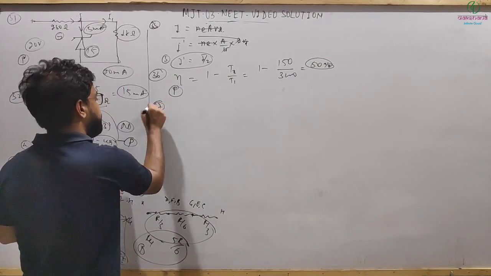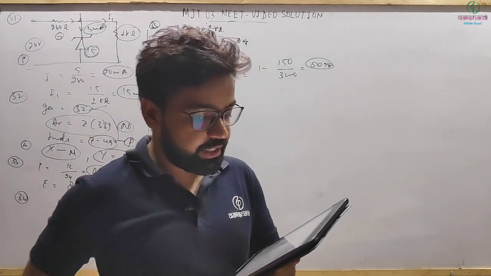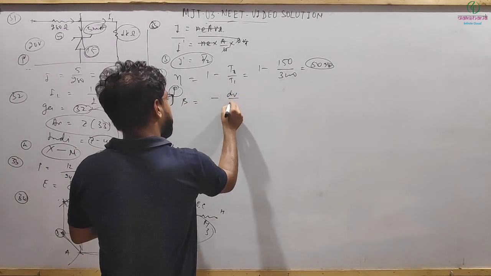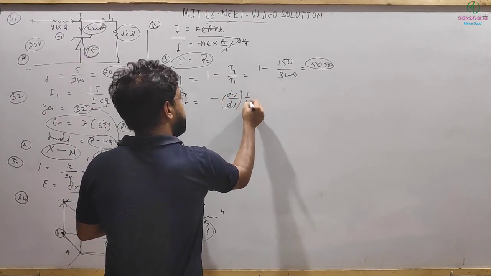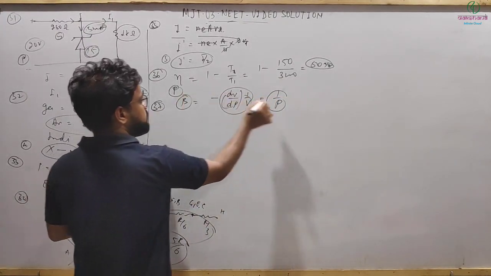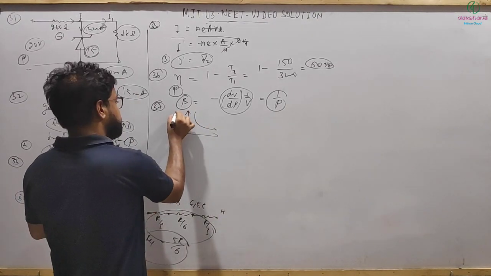Question number 37. Which of the following graphs correctly represents the variation of beta, which is equal to minus dV by dP times 1 by V? Actually this is equal to 1 by P. So beta versus P graph is a rectangular hyperbola like this, matching with option number 1.